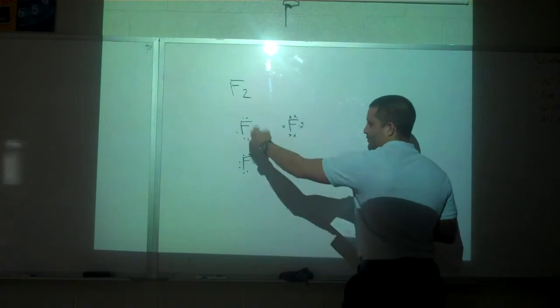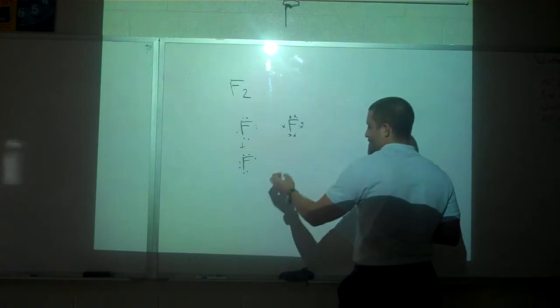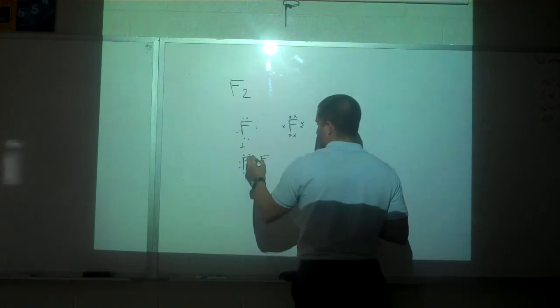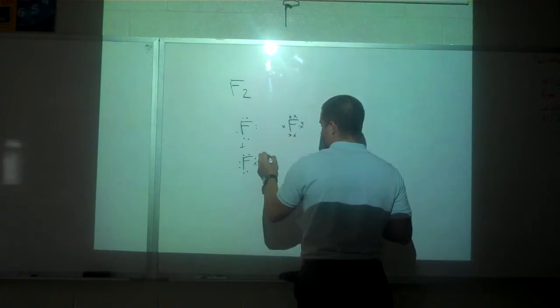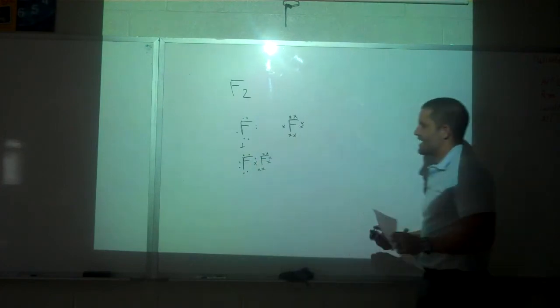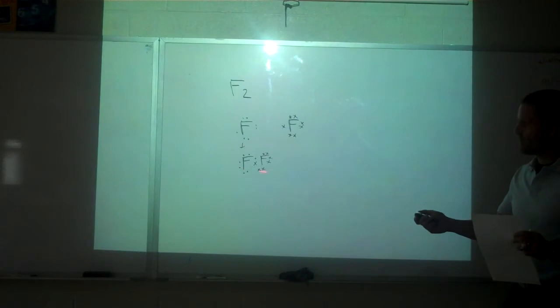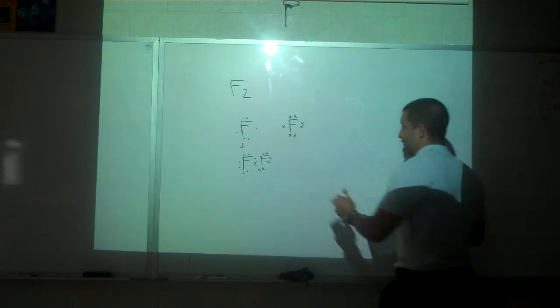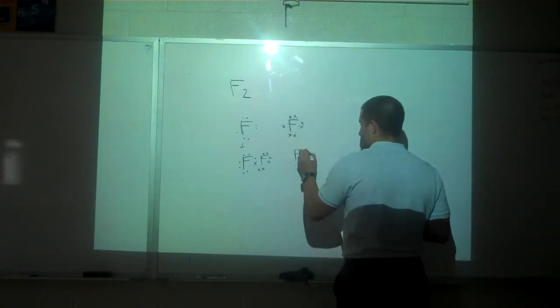Still have 7. I'm just rearranging this one down here. So here we have this. We have 1, 2, 3, 4, 5, 6, 7. All right, so now you can see the difference between this element and this. They're sharing those electrons there. Now, another way of drawing that is this.